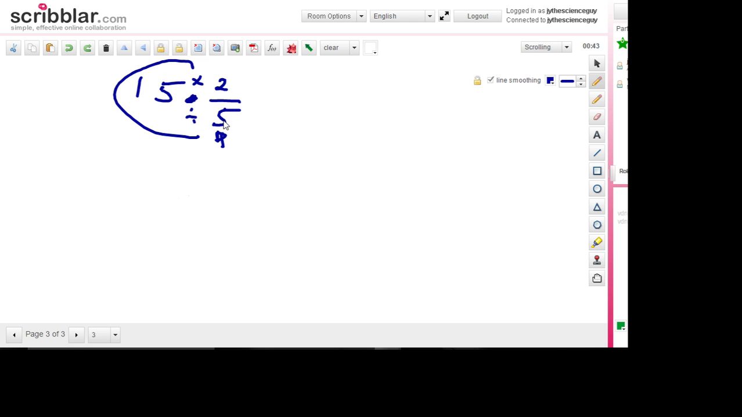So do you just put a 1 underneath the 15 and make it 30 over 5? No, this is what I want you to do in your head. This is what I'm trying to train your brain to do. Take 15 and divide it by 5. What number do you get? 3. And then multiply it with the 2 on the top. 6. So your answer is just 6.